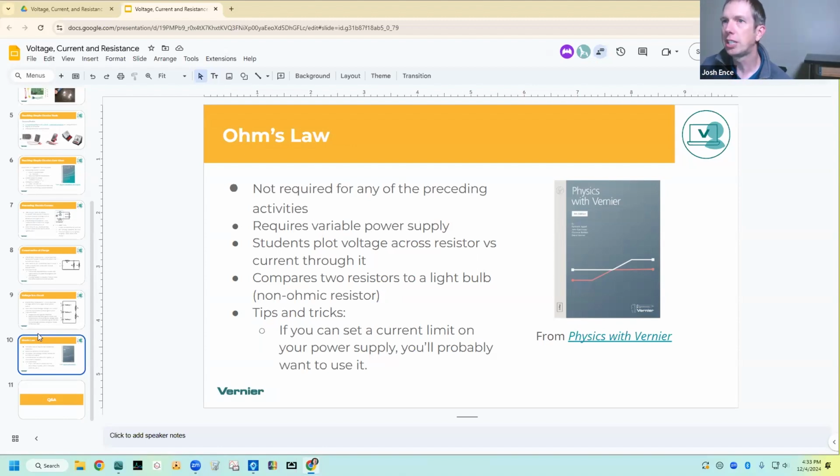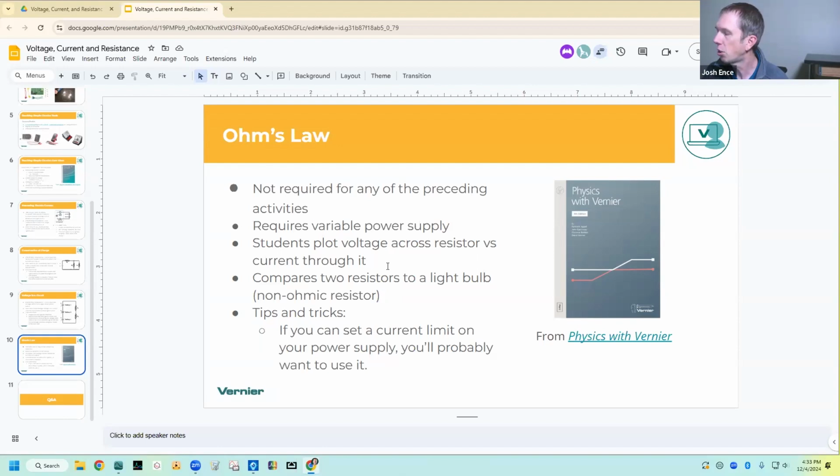Our Ohm's law activity actually, rather than using batteries, uses a variable power supply, something like a benchtop power supply where you can dial in how much voltage you want. And students end up plotting voltage versus current. The resistance shows up then as the slope of that curve. You start off with two resistors, a 10 ohm resistor and a 50 ohm resistor, and you can see the slope of those two voltage versus current curves are very different.